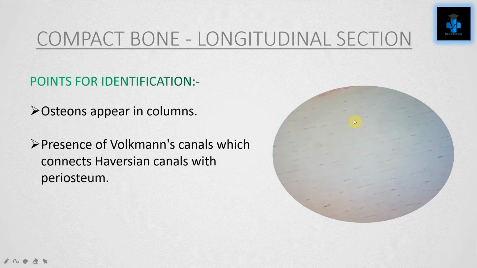Compact bone, longitudinal section. The points for identification of compact bone are the presence of osteons, which appear in columns. Also, presence of Volkmann's canal, which connects Haversian canals with periosteum, can also be observed.